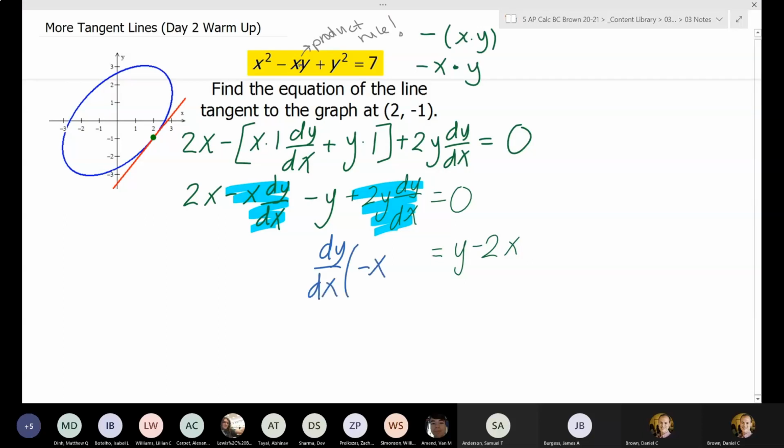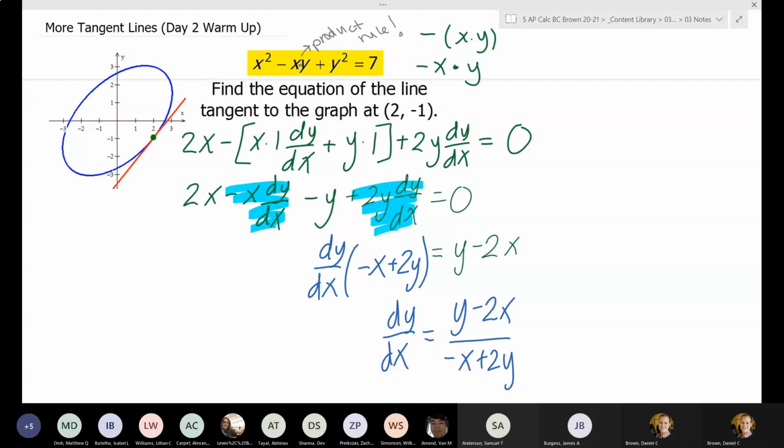I have a negative x plus a 2y. So we end up with dy/dx is equal to y minus 2x over this negative x plus 2y. Now, one thing just to know, depending on which side you got your dy/dx's on, you could have a different answer than mine. So just realize this answer is equivalent to saying 2x minus y over positive x minus 2y. So basically, if all the signs are changed, that would also be an equivalent answer.